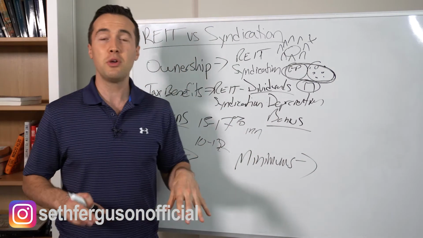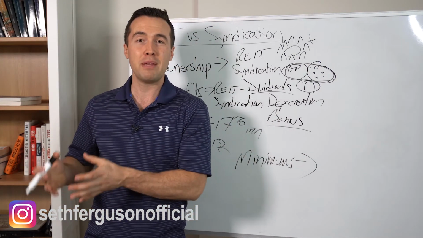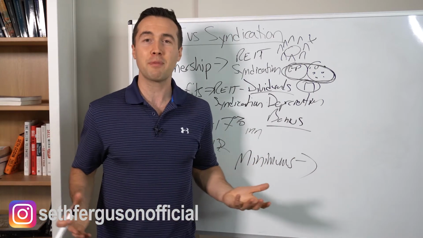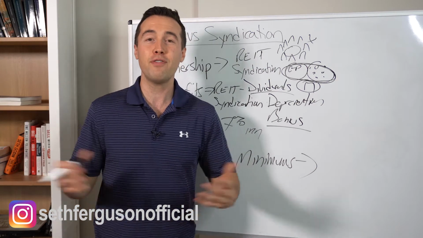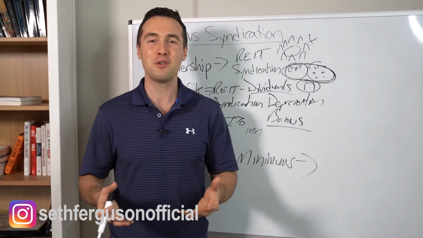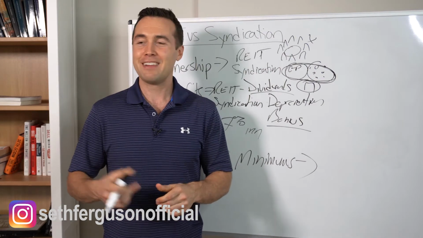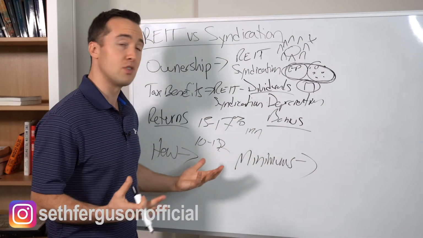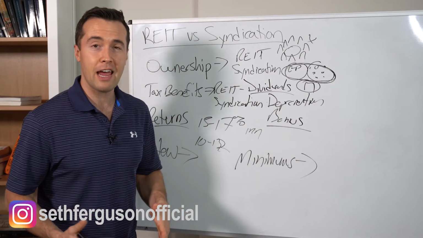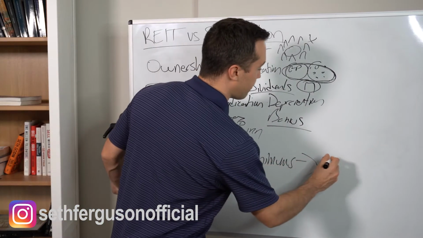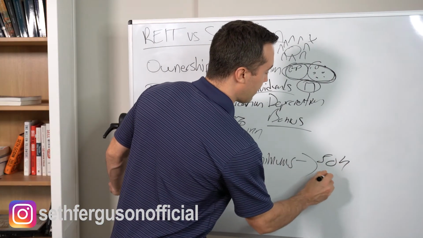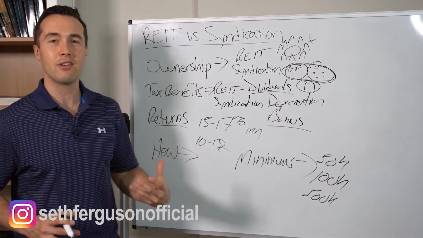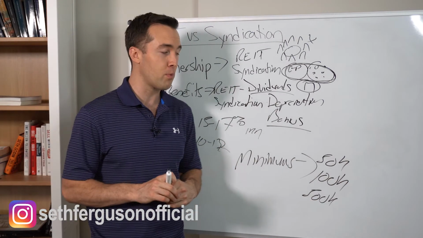Now with syndications, we do have minimums. Not only do you have to meet the accredited investor criteria, but you also have minimums to invest in the project, because no syndicator wants to have 1,500 investors participating in one syndication. It doesn't work well for the investors and it doesn't work well with the syndicator. So this is why we have minimums. And depending on the syndicator, depending on the property, you could have minimums of $50,000, $100,000, or $500,000. It really depends on the project, the syndicator, the scale of the property, the scope of the work that needs to be done.